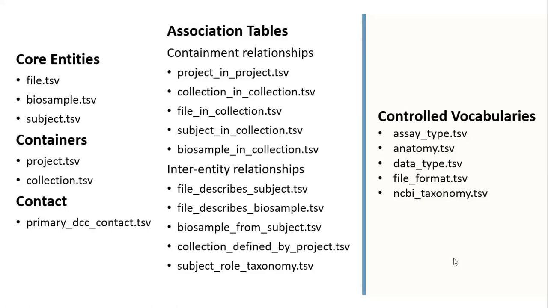And then finally, there's controlled vocabulary tables, and these are automatically built after, I believe, the core entity tables are built. And the CFDE does provide a script to build these, and basically they'll go through the file, biosample, and subject files and extract the relevant metadata keys and create mappings of, for example, the OBI assay type or the Uberon anatomy of a given entry in one of those tables.